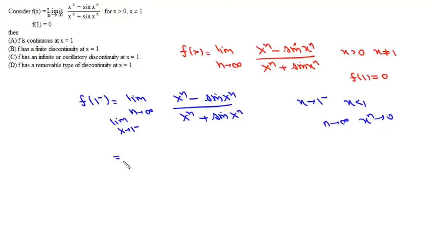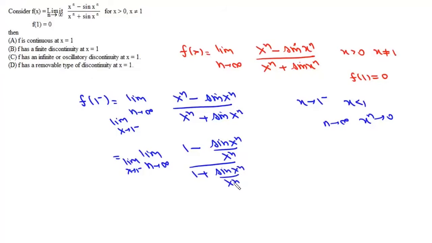So what we'll do is, we'll write this as limit n tends to infinity, when limit x tends to 1 negative, 1 minus (sin x)^n upon x^n, and this is 1 plus (sin x)^n upon x^n. Now this is 0 upon 0 form, which is standard limit, so it will be (1 minus 1) upon (1 plus 1), and which is 0. So left hand limit for this function is 0. Now we'll find its right hand limit.